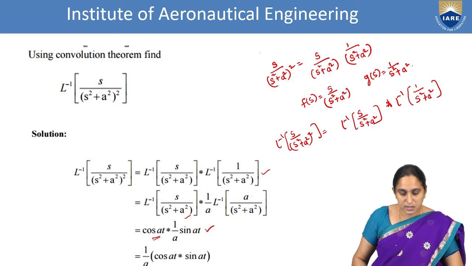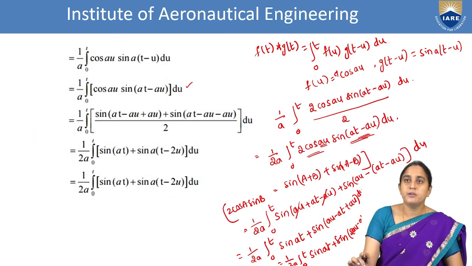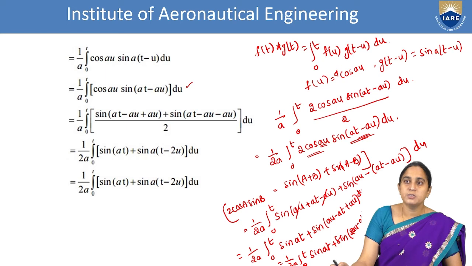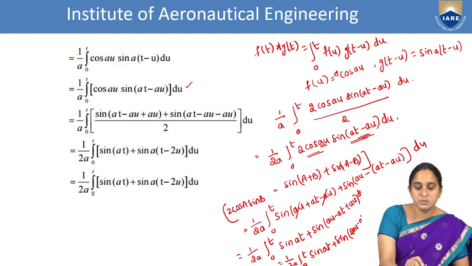Okay. Now, applying the convolution theorem, that is f of t star g of t is equal to what? Integral 0 to t f of u into g of t minus u into du. From the above step, what is f of u? Cos au. And g of t minus u is equal to what? Sin a of t minus u. Now substitute there, that is 1 by a into integration of 0 to t cos au into sin a of t minus u du.